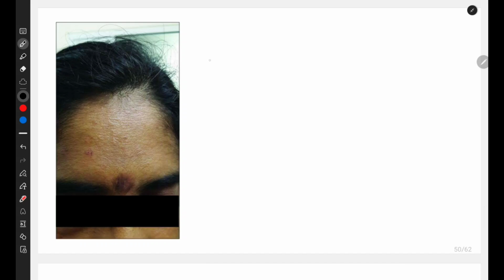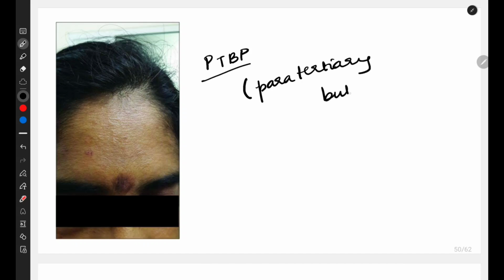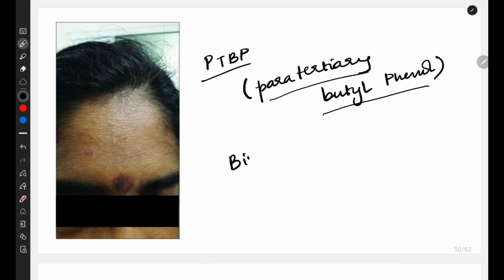The gum will contain something called PTBP, which is para tertiary butyl phenol. This will cause allergy and will cause bindi dermatitis. It's called bindi dermatitis.